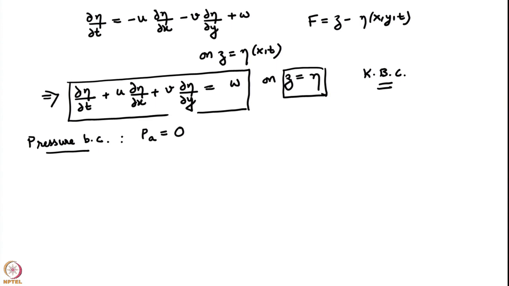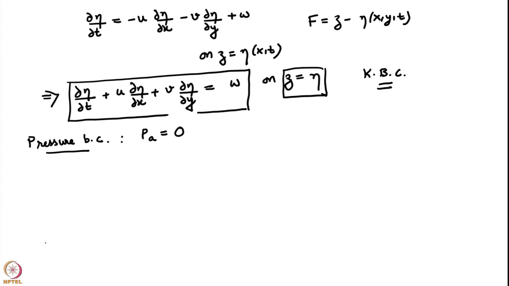We also saw that if we ignore the motion of the air and assume that air is just quiescent and is not perturbed by the fluctuations on the surface of, let us say, water, then as a first approximation, we can say that the pressure on the air side is just a constant. We can take that constant to be 0. So, with these, let us write down our equations and our boundary conditions.